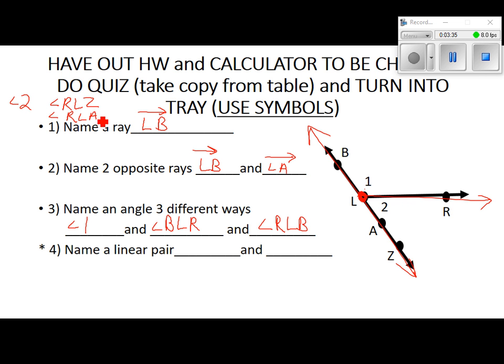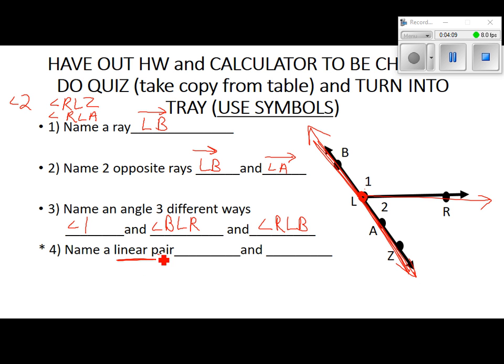Name a linear pair. What does it mean to be a linear pair again? Two angles that together what? They make 180, they make a line. Give me two angles that together make a line. BLA. Is that two angles? That's one angle, right? That is the straight angle. We want the two angles that together make that straight angle. That's what a linear pair is.